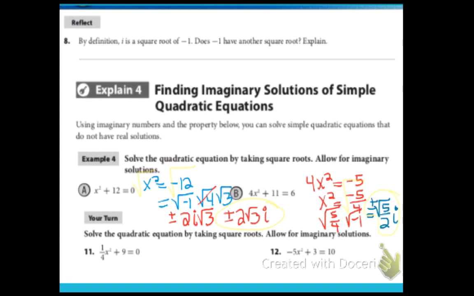And so plus or minus the square root of 5 over 2i would be the solution to 4x squared plus 11 equals 6. And again, feel free to pause the video and put that back in the original equation, and when you square plus or minus square root of 5 over 2i and multiply it by 4 and add 11, you should get 6.